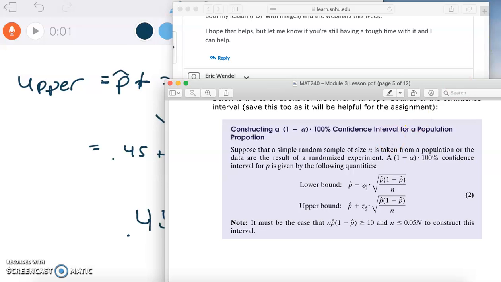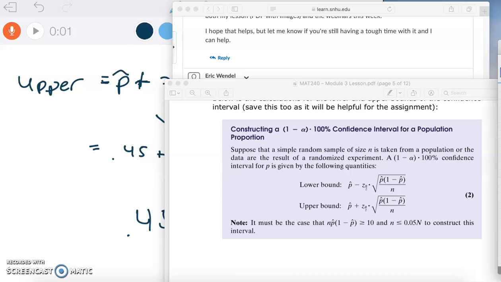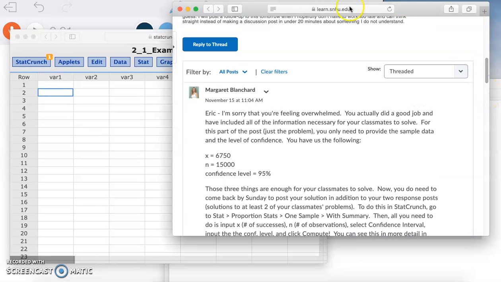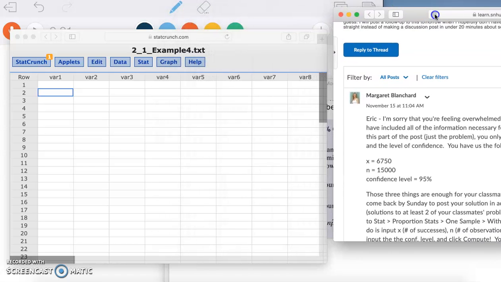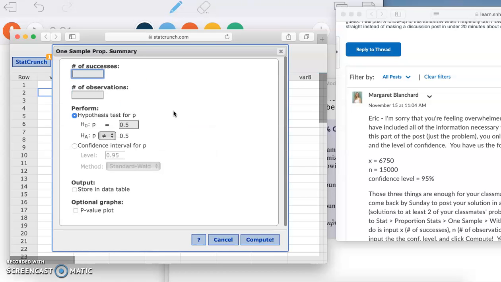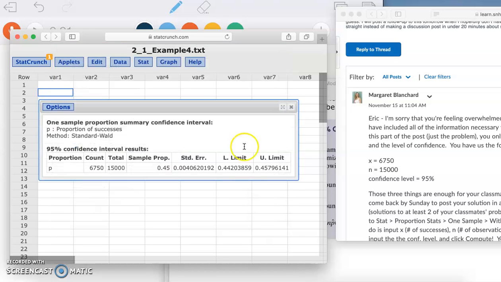Now, a much easier way to do this, if you're having a hard time calculating it, would be to do it in StatCrunch. Let me bring that window up just to show you. We're going to go to Stat, Proportion Stats, One Sample, With Summary. We don't have a data set, we just have the summary data. Then you put in your number of successes, which is 6750, and your number of observations, 15,000. Then check confidence interval. It's already set to 95, but if you had a 99, you would just change that to 99. We're going to leave that at 95 and click Compute.